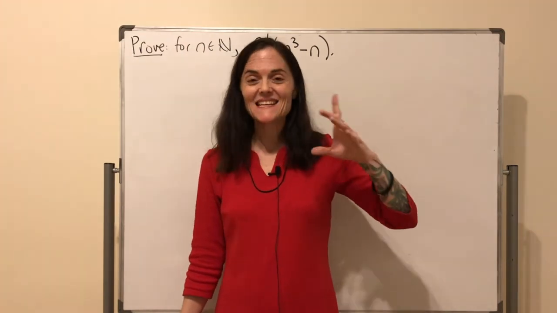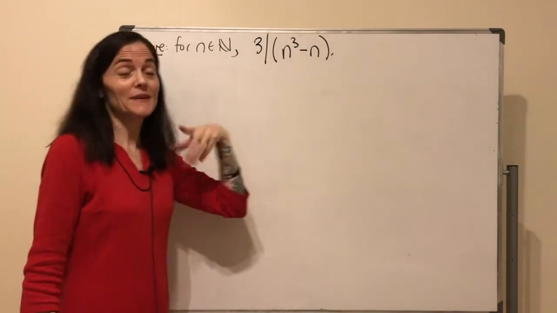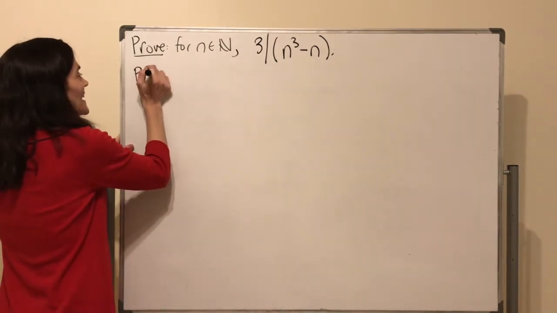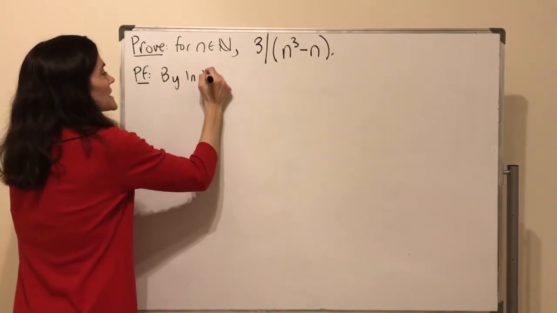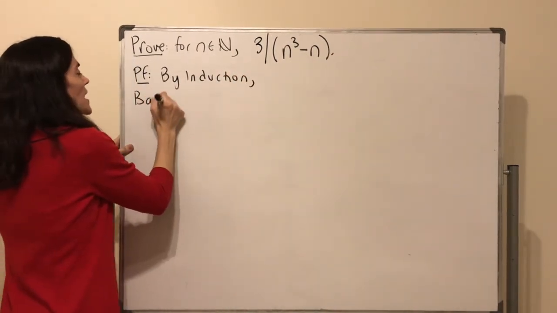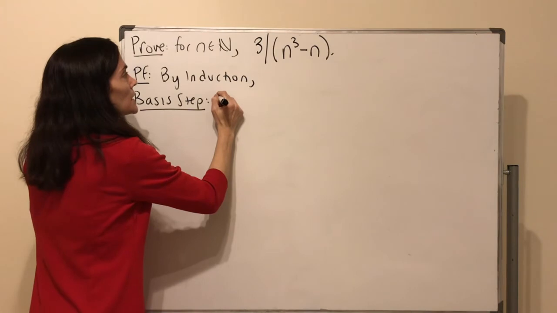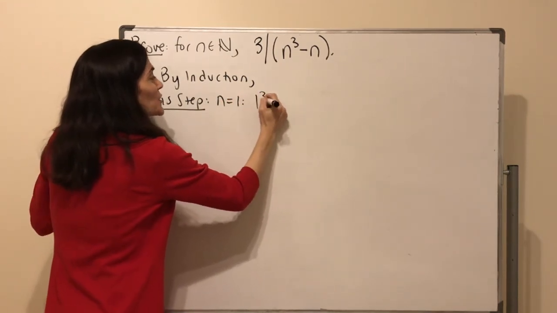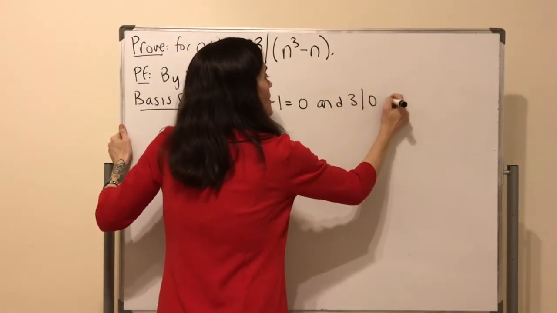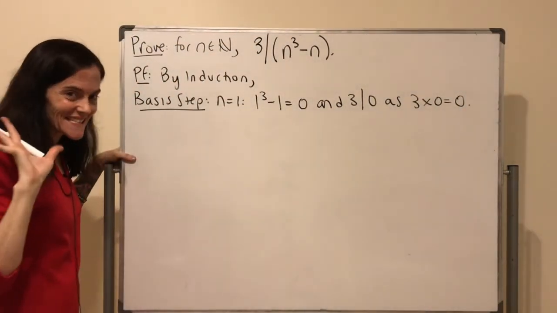This will be my last example for today. For natural numbers n, let's prove 3 divides n cubed minus n using induction. I like this example because it's a little bit different than the ones we have been working on. The basis step, we need to verify this is true for n equals 1. 1 cubed minus 1 is 0, and 3 divides 0 as 3 times 0 is 0. So we have verified the basis step.